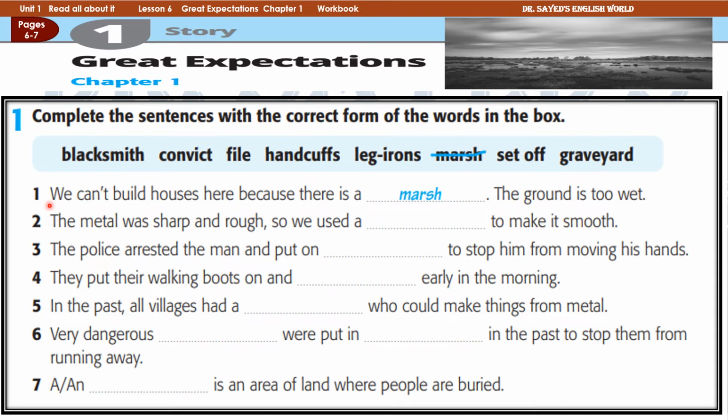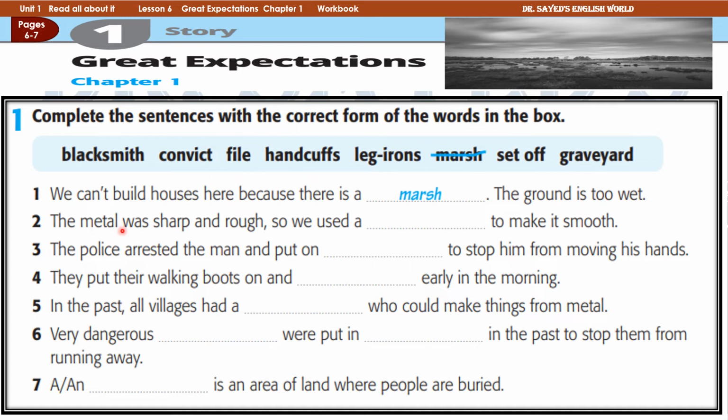Number 1 has been done for you. Let's read the words first. Blacksmith, convict, file, handcuffs, leg irons, marsh, set off, graveyard. Number 1 has been done for you. We can't build houses here because there is a marsh. The ground is too wet.